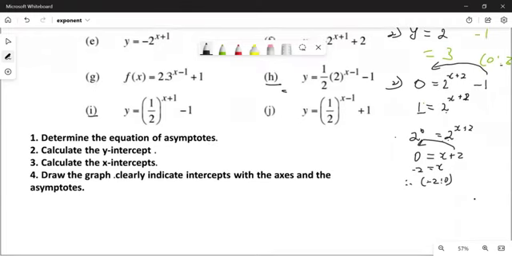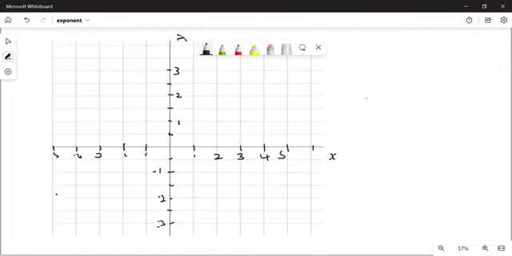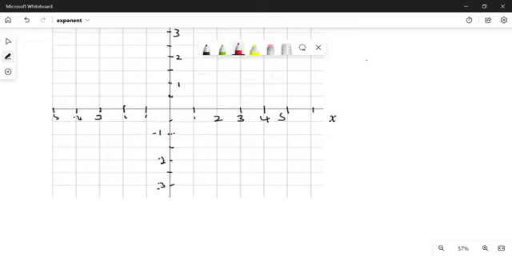Now that we know how to get all these things, we are ready to draw our graph. Then we can go and draw our graph, indicating where it intercepts with the x-axis, and then we're also going to show the asymptote. If we do have an asymptote, we are going to start there. Our asymptote is -1, so we'll start here, this is y equals -1, and then we'll just do a dotted line.